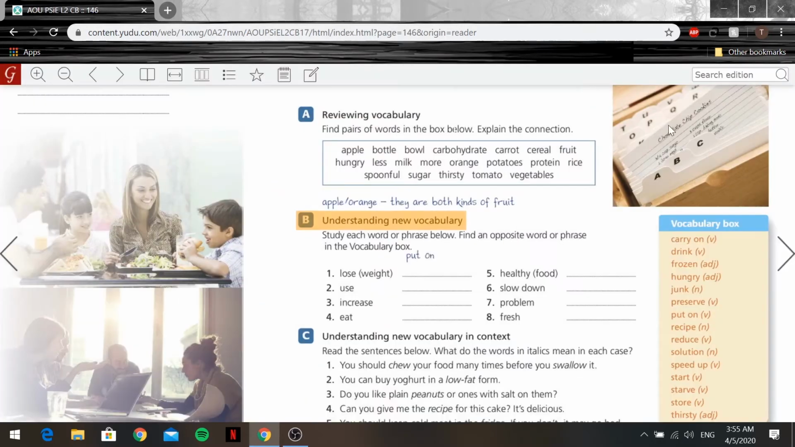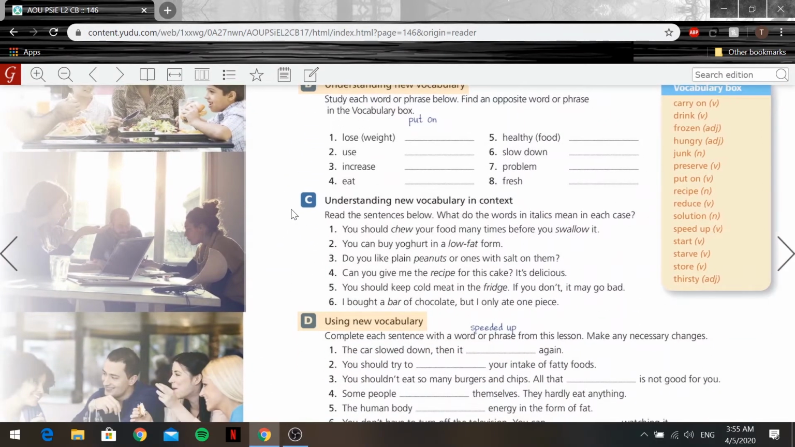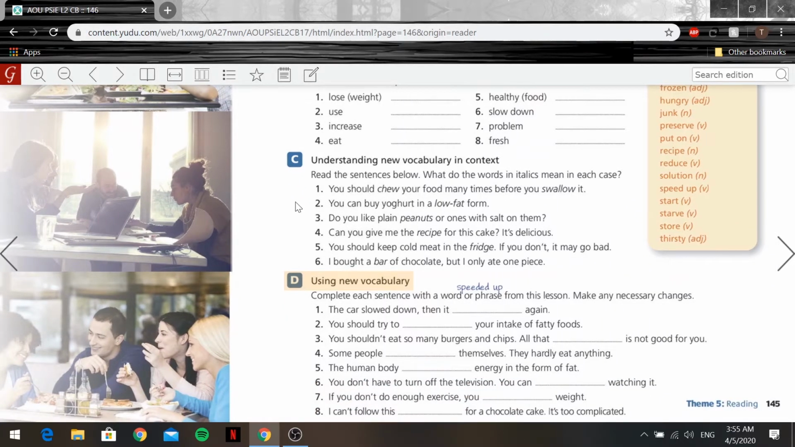Now let's move on. We have exercise C, understanding new vocabulary in context. Read the sentences below. What do the words in italics mean in each case? Words in italics, the ones that look different right here. So let's read 1. You should chew your food many times before you swallow it. We'll say chew here means, by the way, this is going to be up to you how you explain things, so I'm giving you my take on it. Chew here means basically using your teeth to break up food.